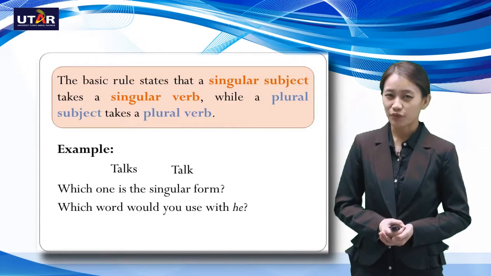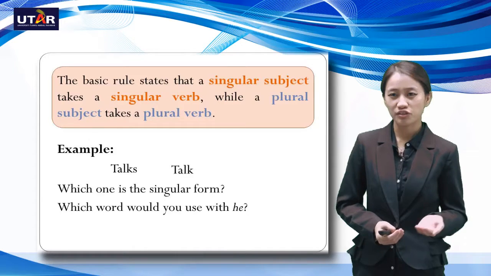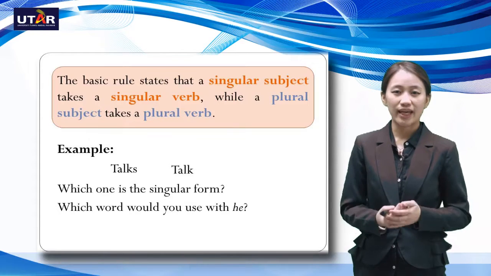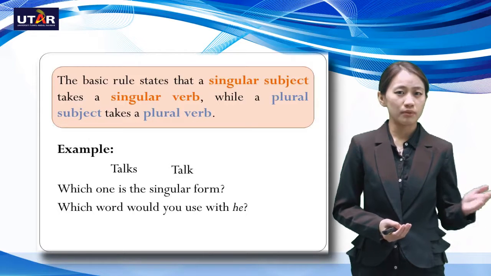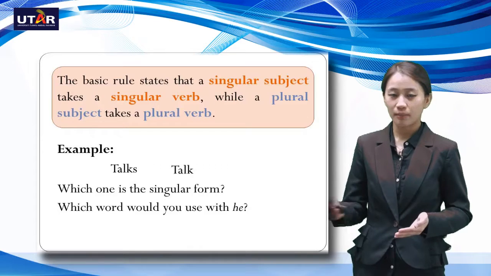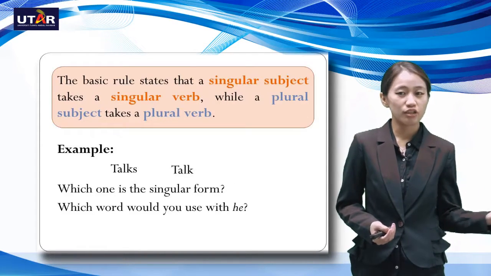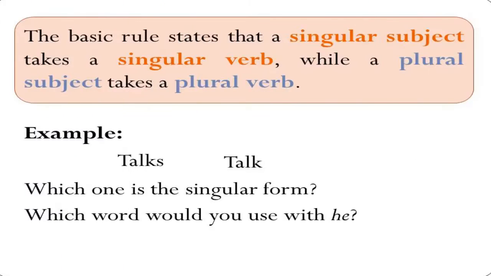Quite simple if you were to look at this explanation. Singular subject, of course, singular verb. So if you were to look at it in a different way, I would say single people hang out with single people, whereas married couples, they will be hanging out with married couples. So singular subject, singular verb, plural subject with plural verb. Now let's look at the examples here.